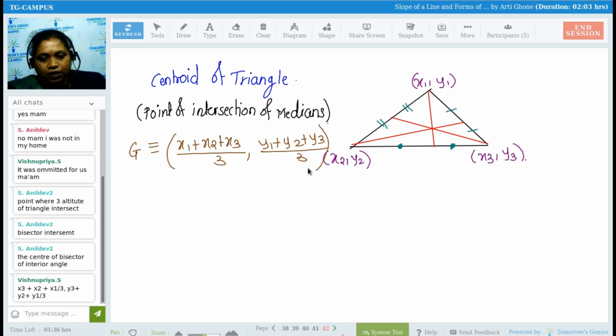Coordinates of centroid, these are the important parts of the geometry. Okay, now what is done now? Do you know any relation about perpendicular slopes and parallel slopes? Do you have any idea about parallel line slope and perpendicular line slope? If you don't have an idea, then we'll include it in the teaching. But if you have any idea, we'll take the next part. We'll not waste time on that.